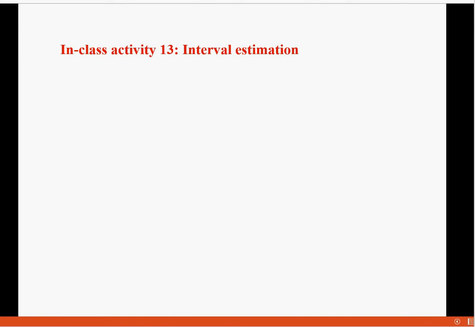Hello. This in-class activity deals with interval estimation. We know that interval estimation is one important subject of inferential statistics. In inferential statistics, we use information from samples to infer information about the population. And here for interval estimation, we can estimate the mean of the population by using the sample mean.